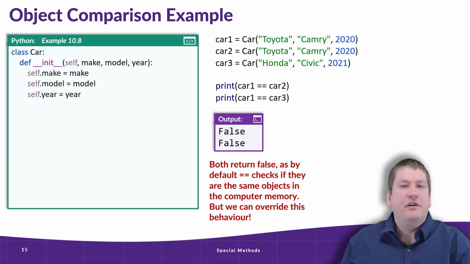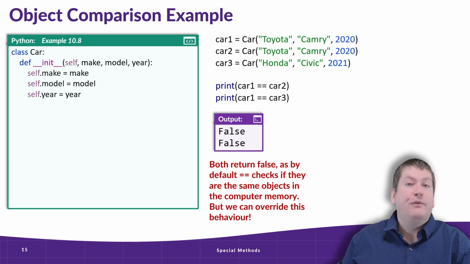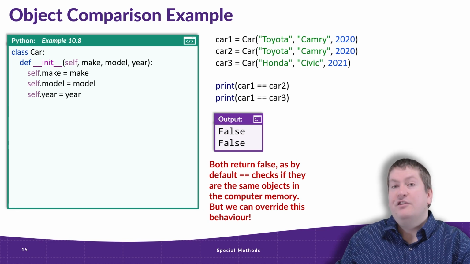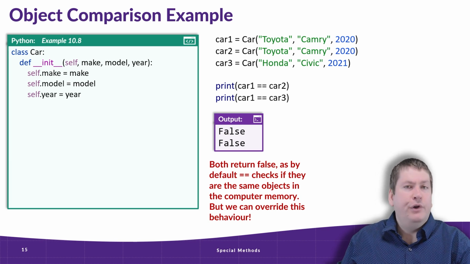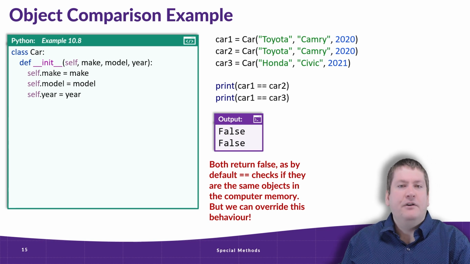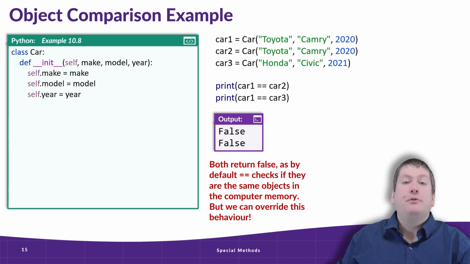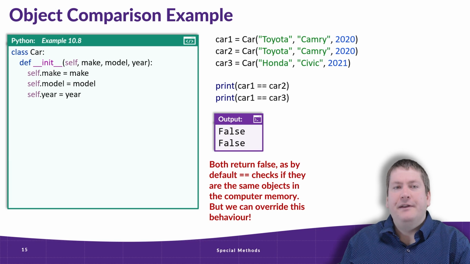So car 1 and car 2 are being output as not being equal because they represent 2 different objects in the computer's memory that just happen to have the same values. But maybe we don't want equals to work like this on our class. Maybe we want it to output true if all of the values are the same. So if cars have the same make, the same model, and the same year, it should output true. How could we fix this?